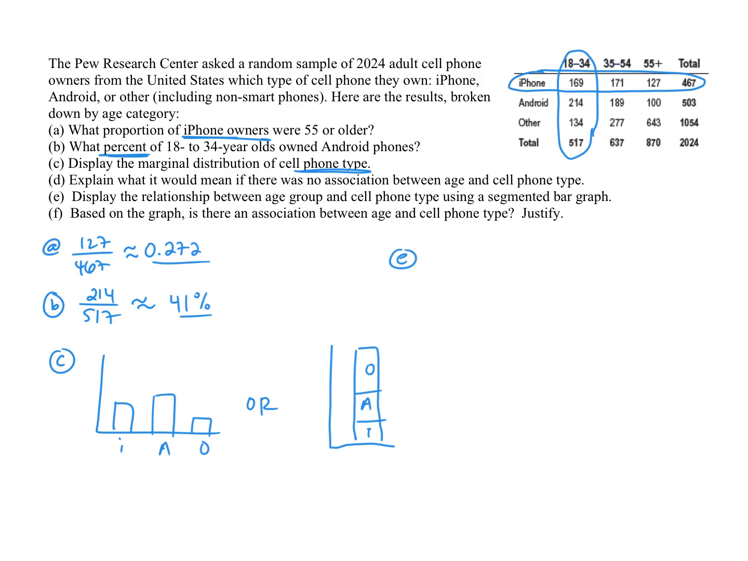So what we could do is we could do bars for iPhone, Android, other, or we could do bars for the age groups. It doesn't really matter. What would you prefer to do? Do you want bars for iPhone, Android, other, or do you want to do bars for the ages? Ages. Yeah, that feels right. Then we would have 3 bars. 1 bar representing the 18 to 34 year olds, 1 bar representing the 35 to 54. Does that work for us? Your bars can go vertically or horizontally.